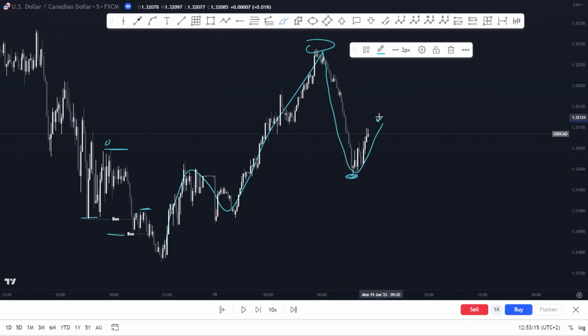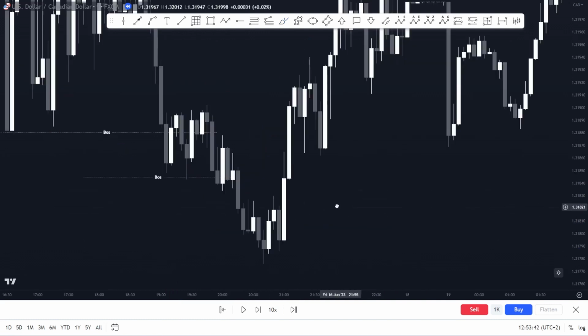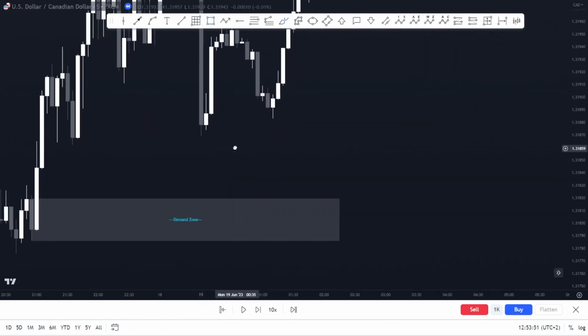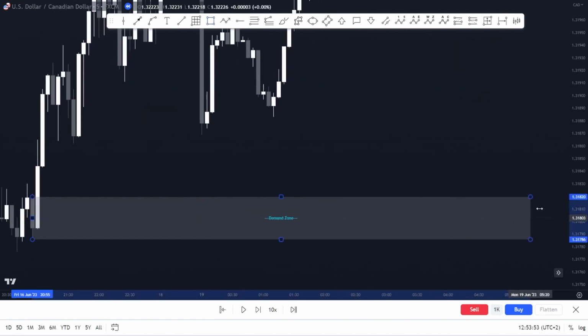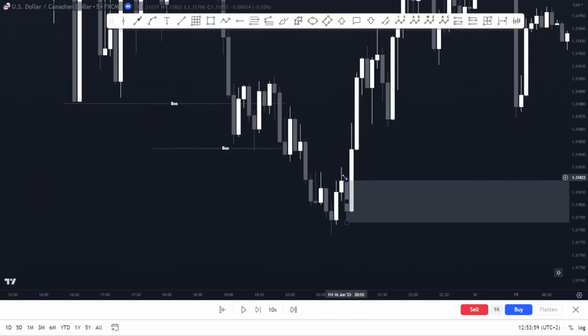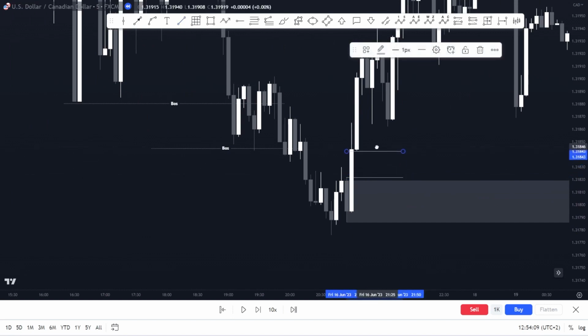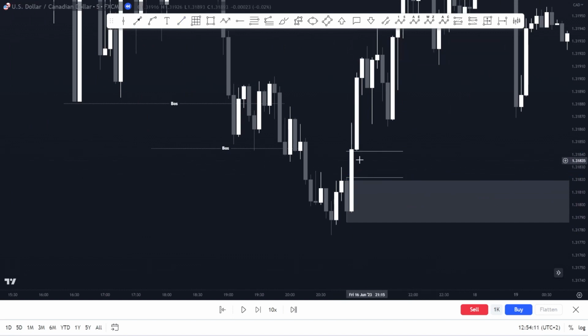But the next step, you have to identify a demand zone around this area and even a fair value gap. Let's find that. We can see right now we have a demand zone in this area, and then right now let's find the high. We have a high here, and then let's find the low. We can see that right now we have a space in this area.